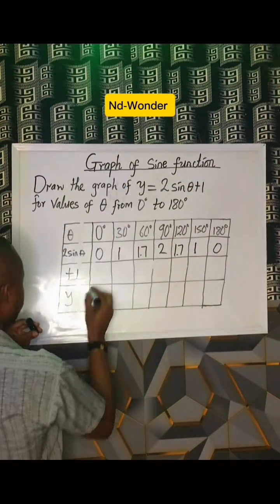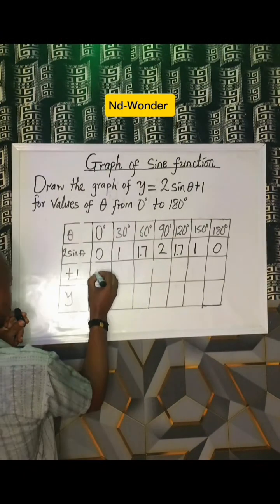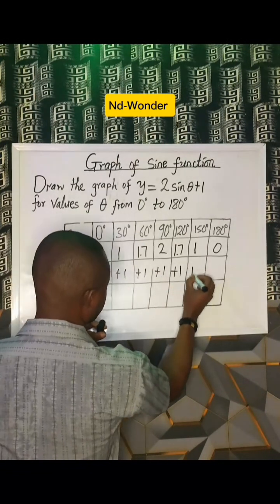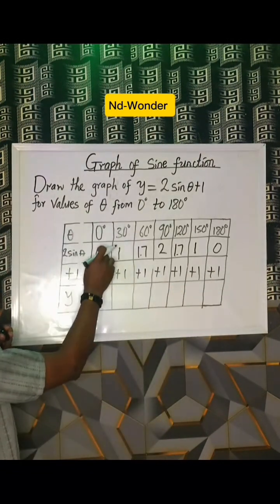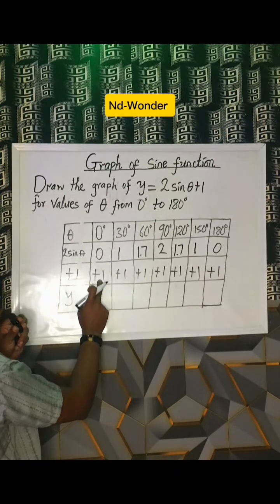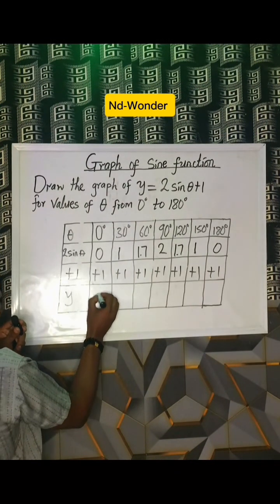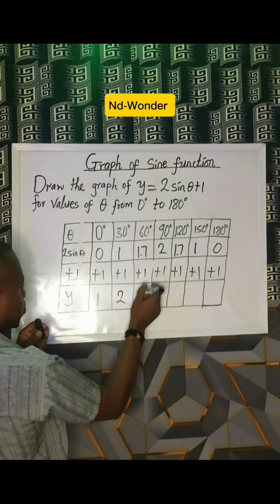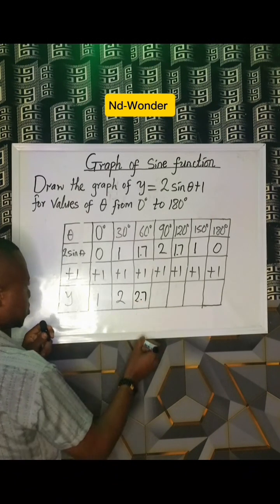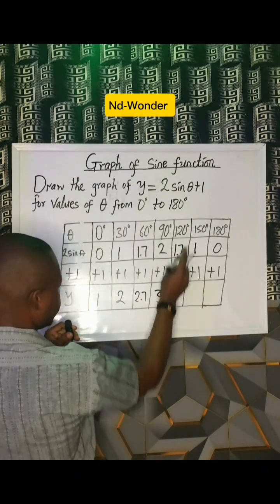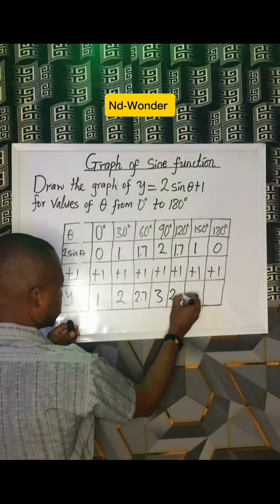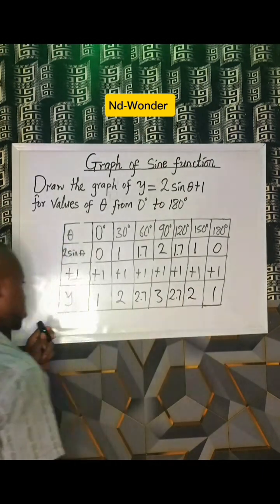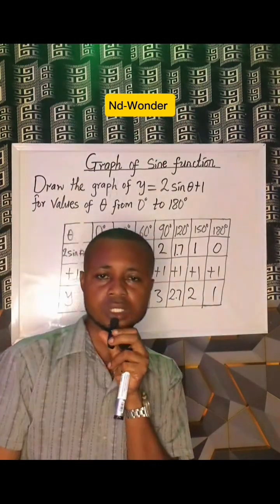Then this is the constant value, the y shift. In plus 1 we have plus 1, plus 1, plus 1. Then we have to add 2 sine theta to 1 to give us 1. Then add 1 to this, you have what? 2. 1.7 plus 1 is what? 2.7. Here will give us 3. Here will give us 2.7. Here will give us 2. Here will give us 1. Okay, we are successfully done with the table.